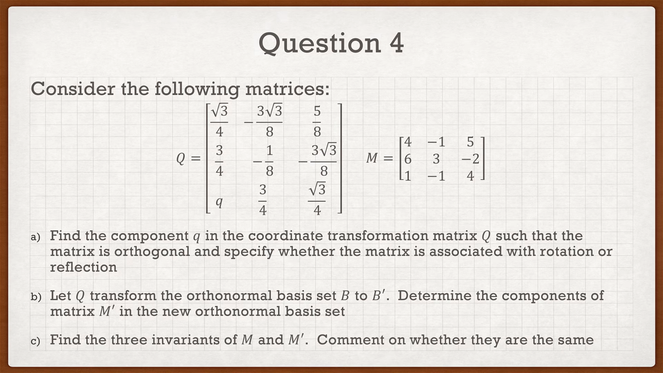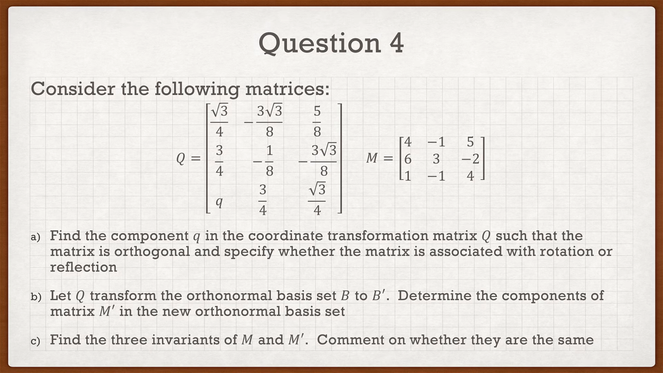The question is interesting because it says, considering the following matrices, and you've got a matrix Q, which is just a mess. It has a bunch of fractions, a bunch of square roots. And you've got a matrix M, which is very, very nice. Being matrix Q, we can already assume that this is going to be a transformation matrix, because that's typically what we use it for. But just to be on the safe side, let's read the actual questions.